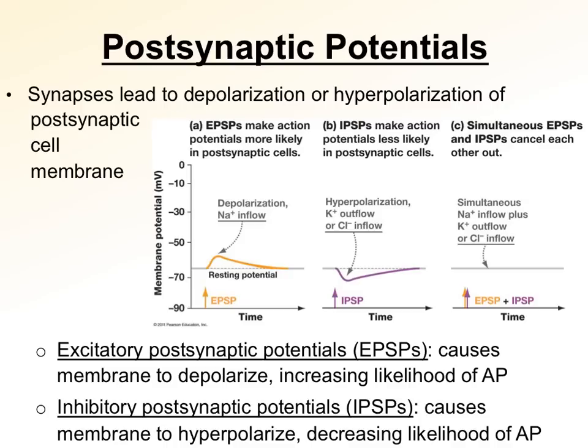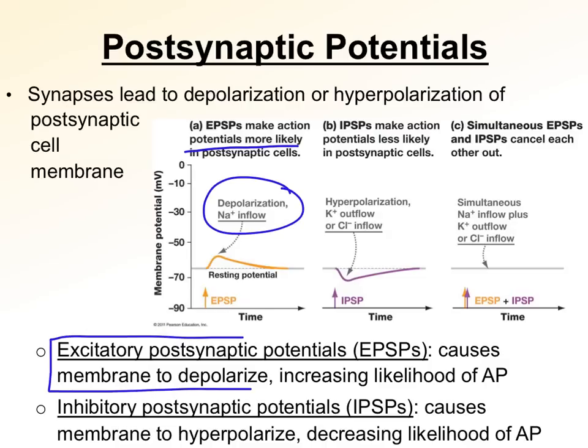So remember I said that a postsynaptic neuron can receive lots of information from different neurotransmitters. We talked about acetylcholine. Acetylcholine causes a sodium ligand-gated channel to open, that causes sodium to flow in, and that causes depolarization, which makes it more likely to have an action potential. Because of that, we call this an excitatory postsynaptic potential, because it's likely to make the next cell depolarize and therefore have an action potential.